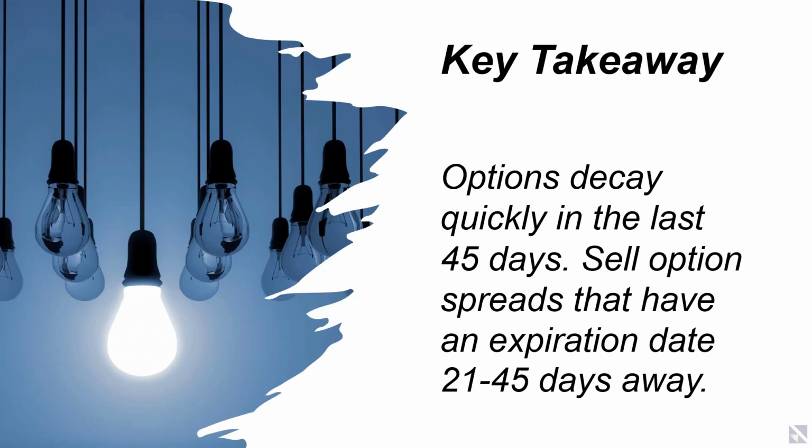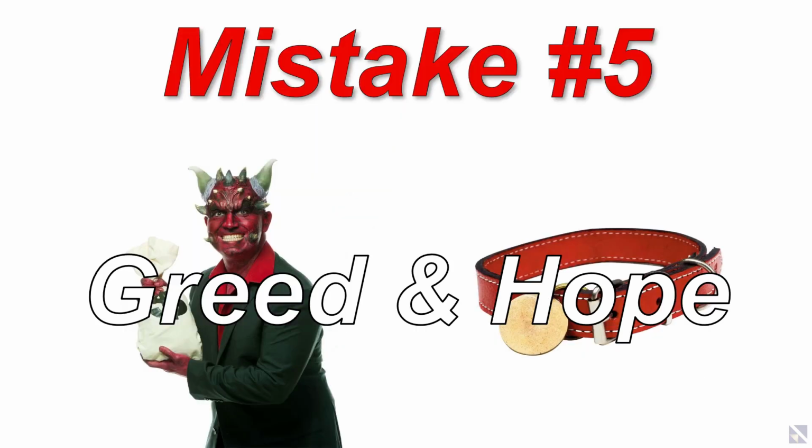The key takeaway here is options decay quickly in the last 45 days. We're going to sell options that have an expiration date 21 to 45 days away. That way we're still capturing a good amount of premium and not increasing our risk too much. We're going to let the buyers do the hoping and praying while you collect little mini deposits each day as the option decays.